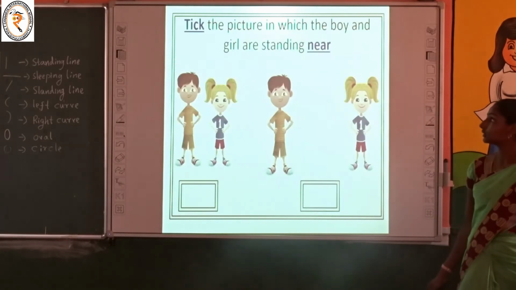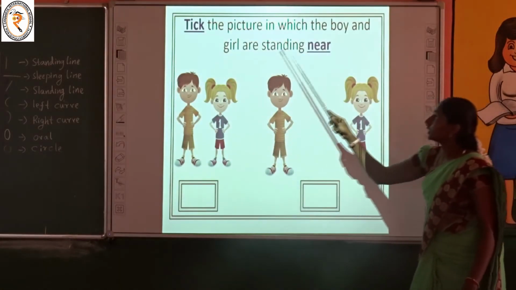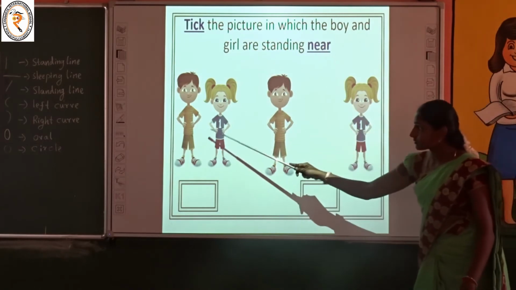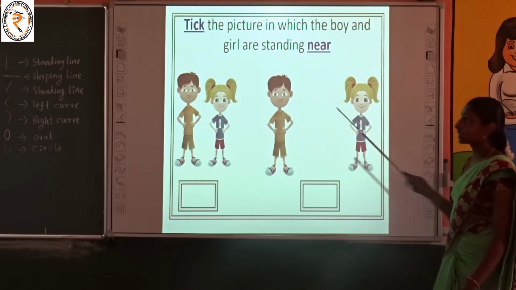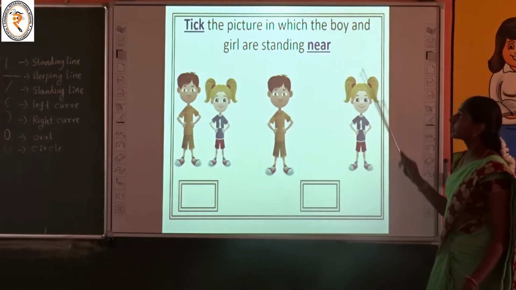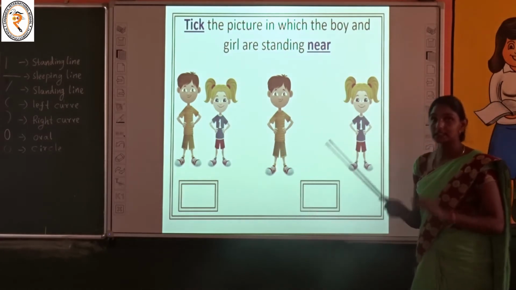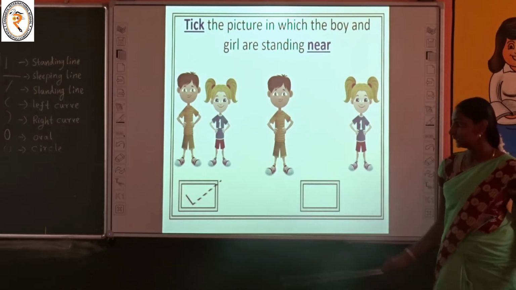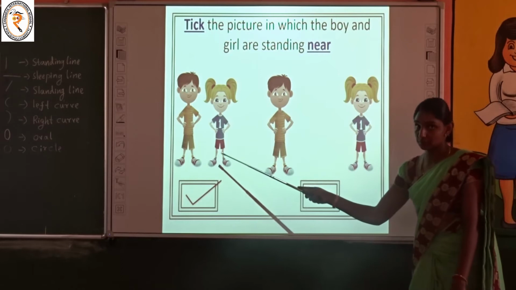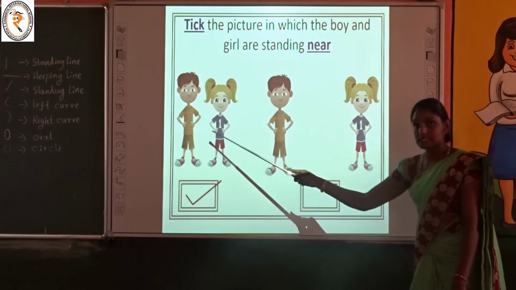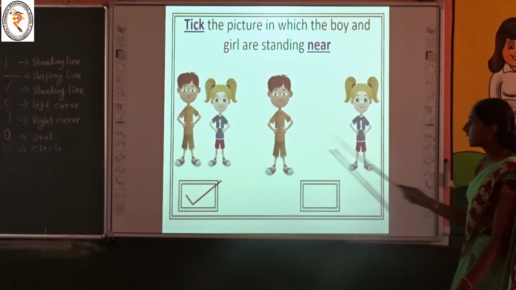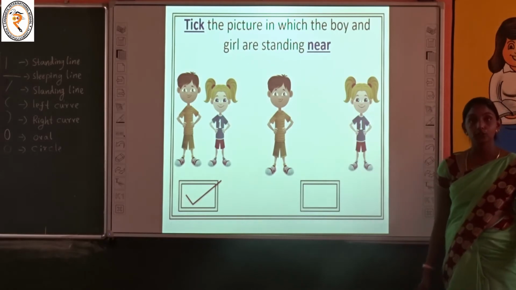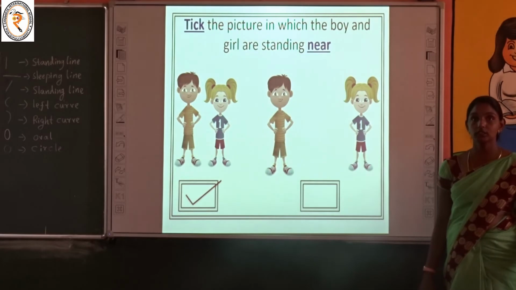Shall we do one more? Pick the picture in which the boy and girl are standing near. This is the first picture. This is the second picture. In which picture are the boy and girl standing near to each other? Can you find? Tell me the answer, children. Yes, very good. In the first picture, the girl and boy are standing near. In this one, there is a distance between the girl and boy. Are you clear with the words near and far?